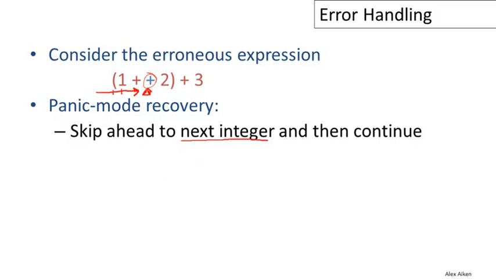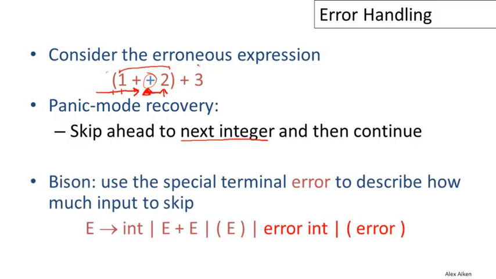So it would just throw away the plus in this case, and then it would restart here at the 2, expecting to see another integer, trying to finish off this expression, and it would treat that as 1 plus 2. Then the parentheses would match, and the rest of the expression would parse just fine.